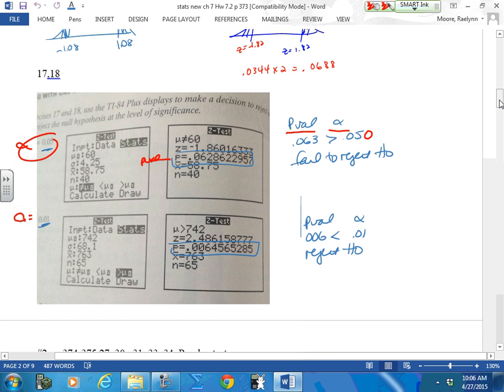Fill it with zeros. Who's bigger? 630 is bigger than 500. Yeah. You're greater than, you fail to reject H0. That's all at once. Here your level of significance is 0.01. Fill it with zeros. 6 is less than 10. You reject H0.